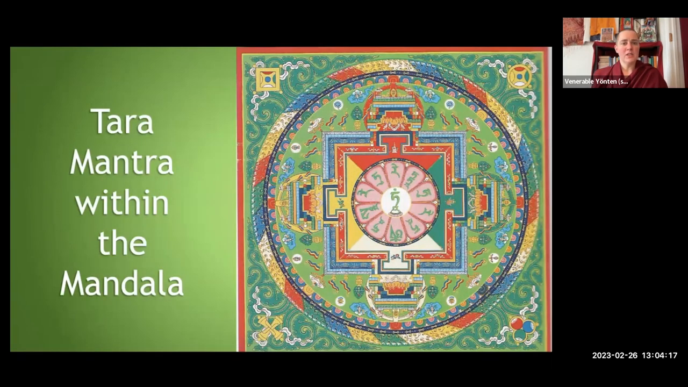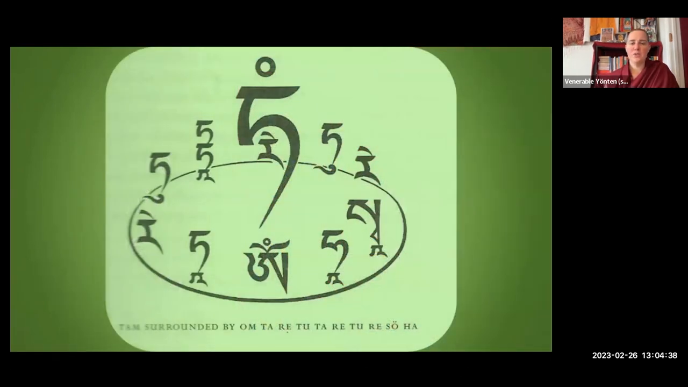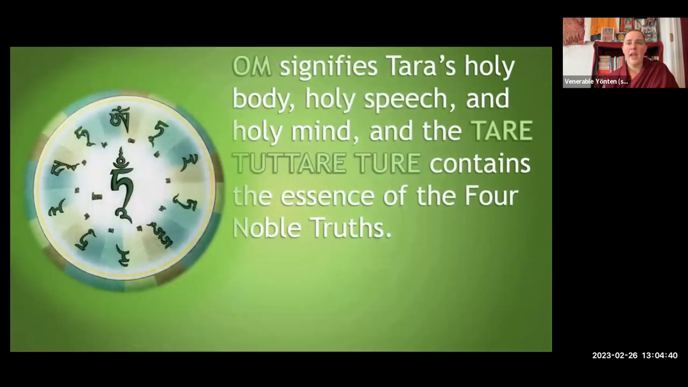And then sometimes you'll see the Tara mantra within the Tara mandala. And this is a more elaborate situation with a more layered visualization for advanced practitioners. So when you see that, unless you have the empowerment, really just focus on the center part. All right, so we're to visualize it like this. And basically in all mantras, you're going to see Om somewhere. Om represents holy body, speech, and mind. In this context, Om signifies Tara's holy body, holy speech, and holy mind.